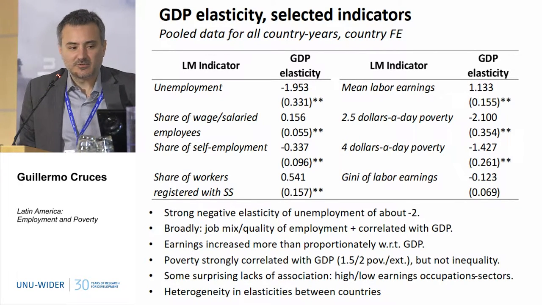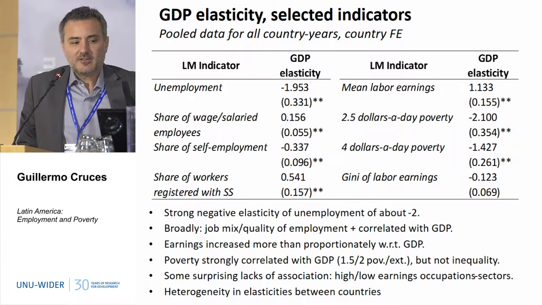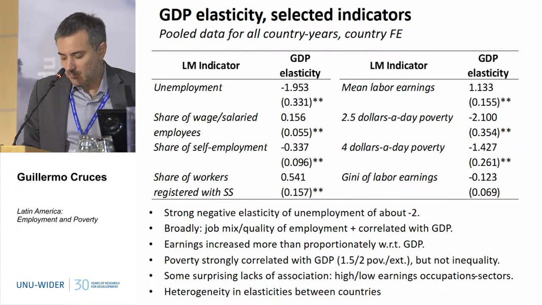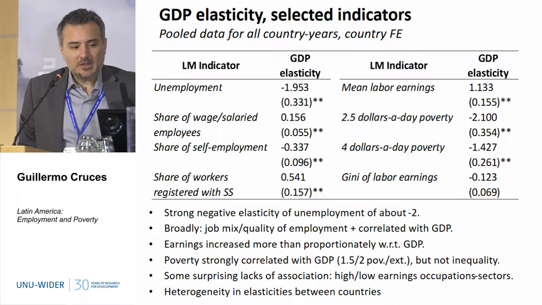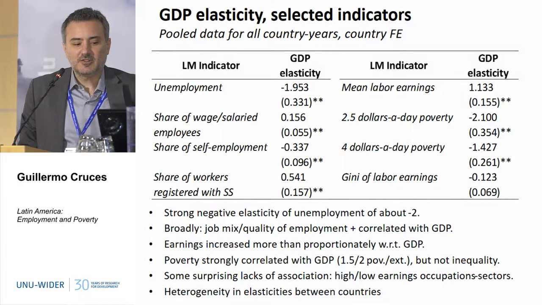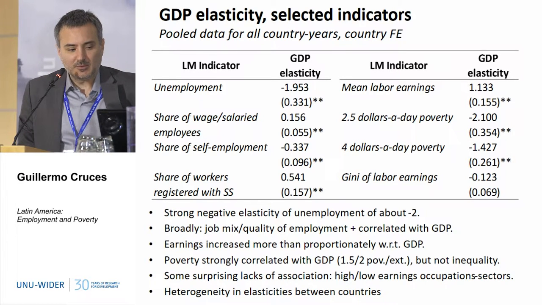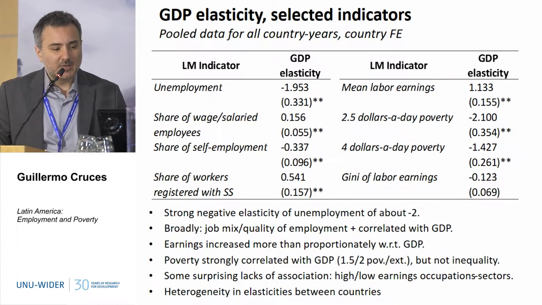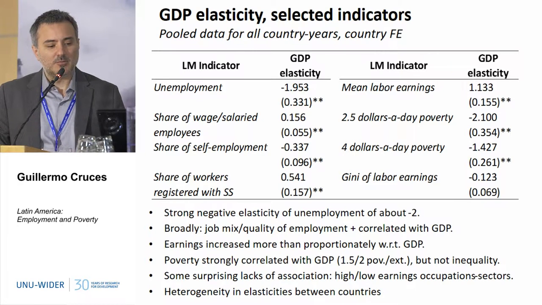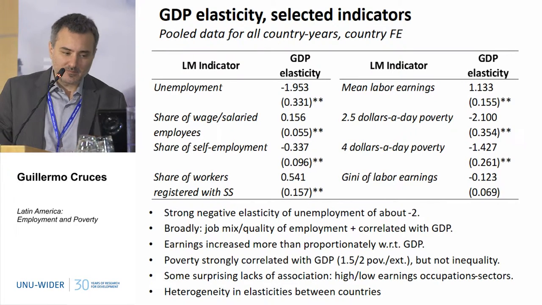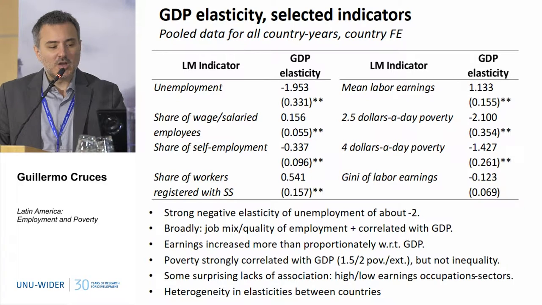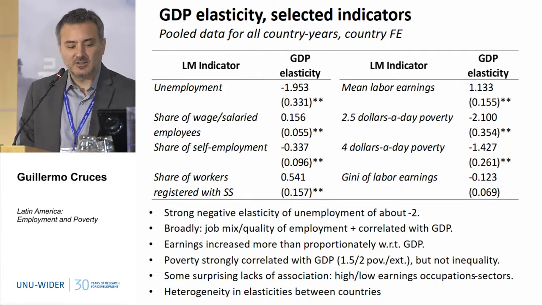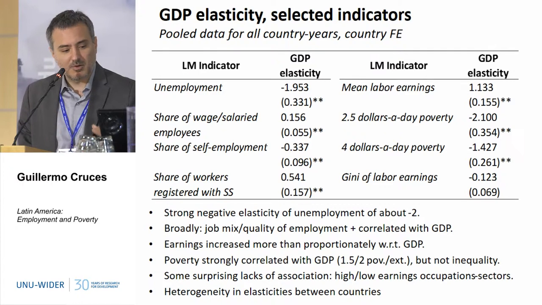These are the GDP elasticities for some selected indicators, again for pooled data for all country years and with country fixed effects. We find a strong negative elasticity of unemployment with respect to GDP of about -2. And broadly speaking, we find a positive correlation between GDP and some of the indicators of job quality, of quality of employment. Earnings increase more than proportionally with respect to GDP. So we find this effect, and we'll see how this impacts the poverty rates.